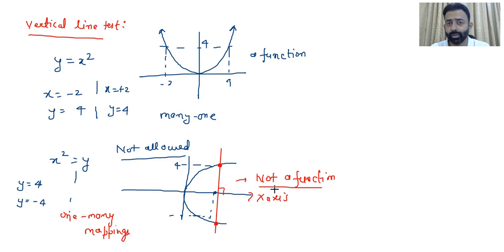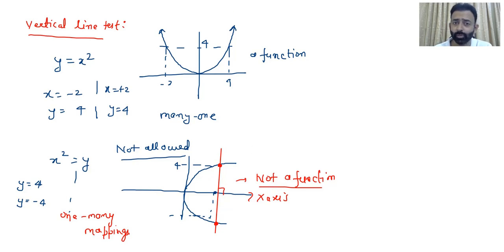So this is a test to identify whether the graph is a function or not. And if you draw a horizontal line and it is intersecting at more than one point, that will be a many to one function. There are certain kinds of functions which are one to one, but those functions we will do when we do inverse functions. So this is about the vertical line test.